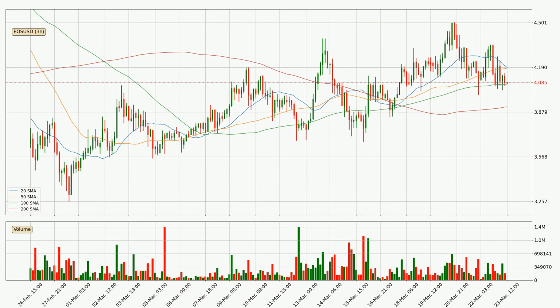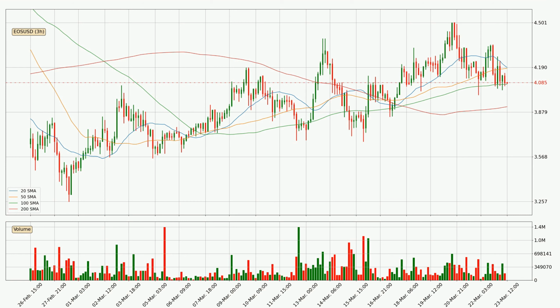Jumping to the 3-hourly simple moving averages, at the moment, the price is between the 100 and the 50 SMA. If the price bounces off the 100 SMA, which is currently at 4.07, it could be seen as a support, and the 50 SMA that is at 4.18 could be perceived as a resistance to the upside.